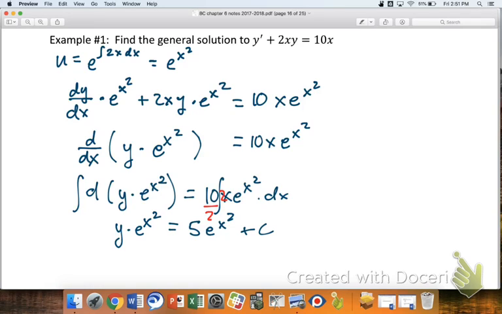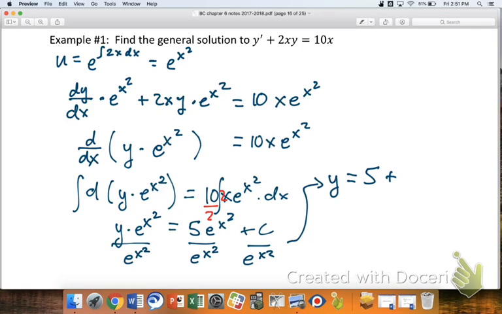And remember, when you're solving a diffy-q like this, the last step is always to explicitly solve for y. And so I'm going to divide everything through to get the y by itself. So my general solution would actually be y equals 5 plus c over e to the x squared.